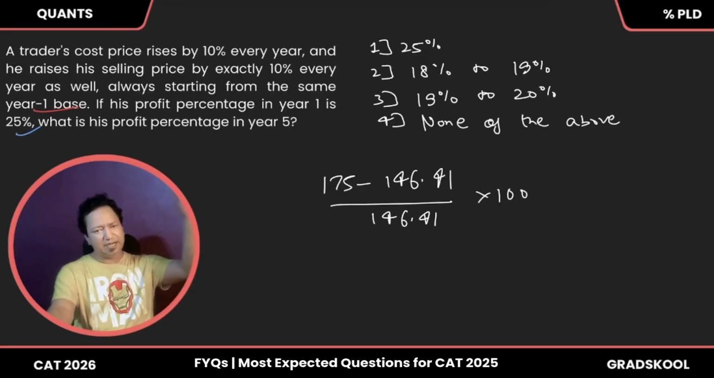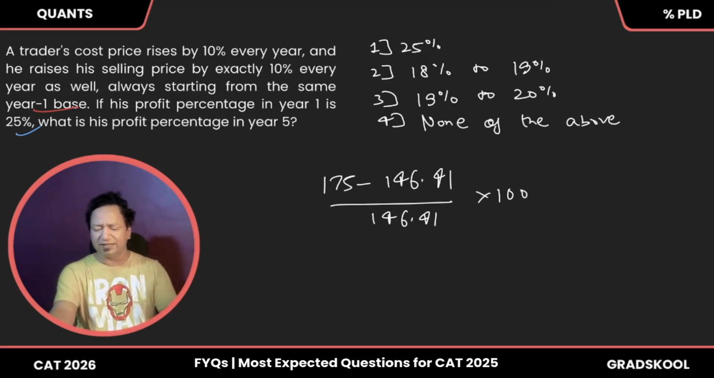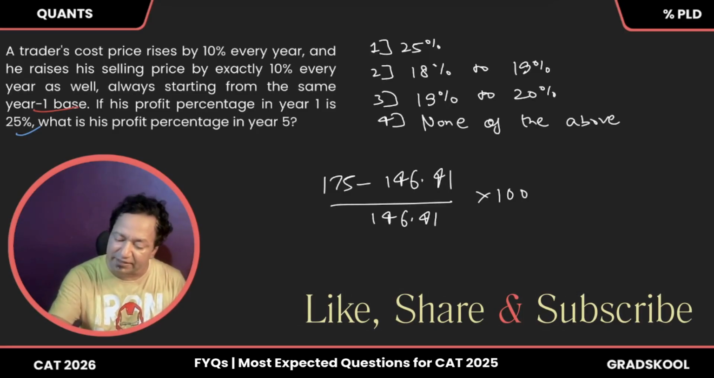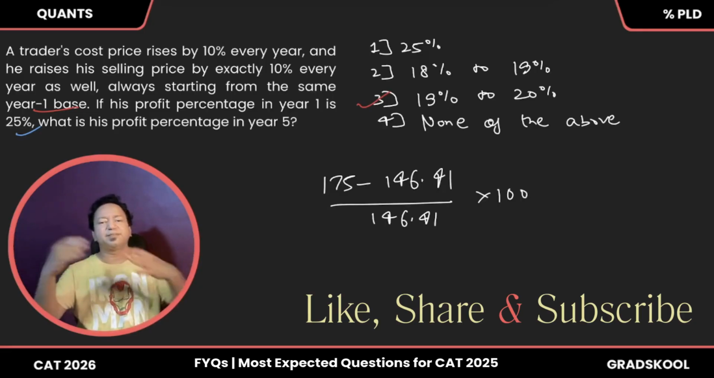In CAT, you have a calculator as well. If you try to find it, it'll be 19 point something. So we'll go for 19 to 20%. The options are also such that you can just approximate the values.